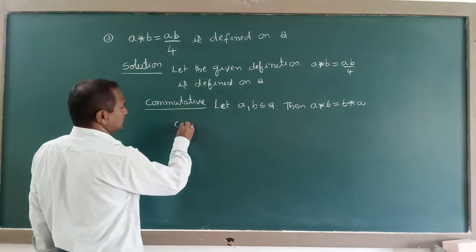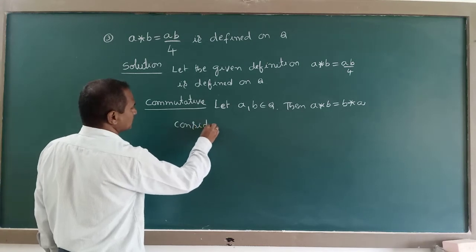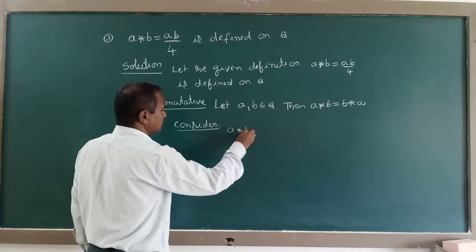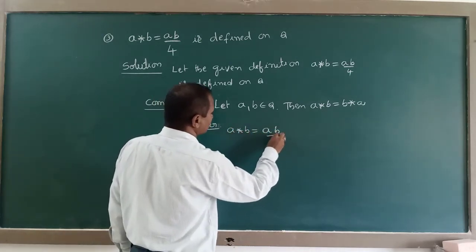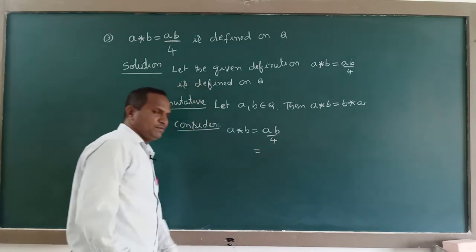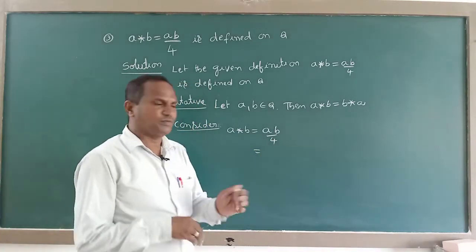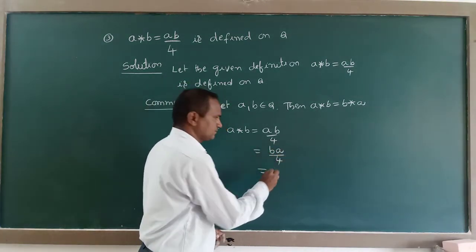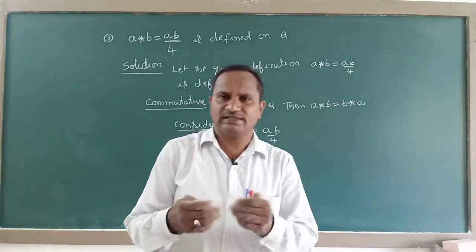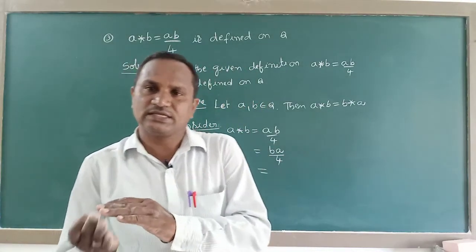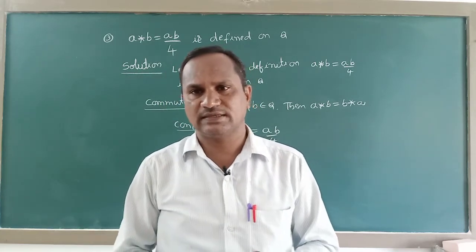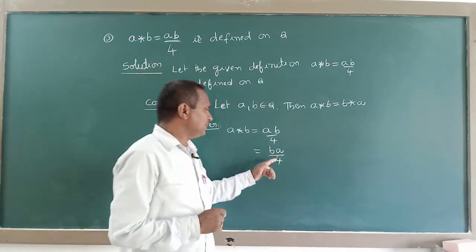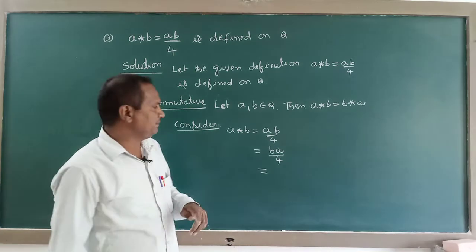Now consider a star b is equal to ab by 4. ab by 4 can also be written as ba by 4, and both are giving the same meaning here. For example, 2 into 3 by 6, or we can write this as 3 into 2 whole divided by 6. In that case, both are giving the same meaning. That's what ab by 4 and ba by 4, they are giving the same meaning.